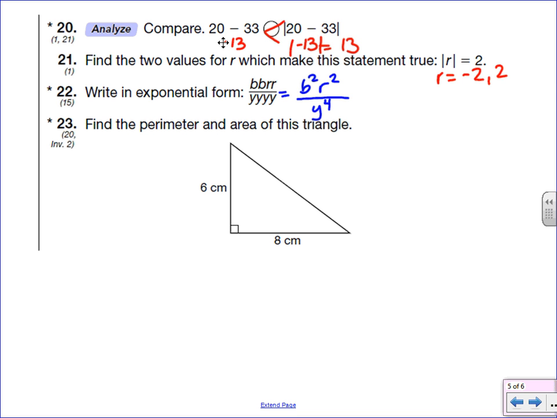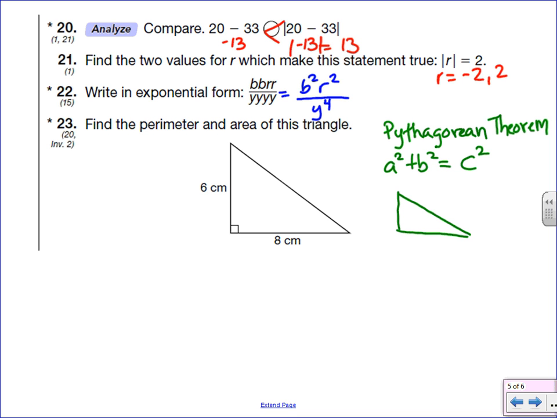Find the perimeter and area of this triangle. Well, one thing that you need to know to be able to do this one is something called the Pythagorean theorem. And it might sound familiar. The Pythagorean theorem says a squared plus b squared equals c squared. And it works for right triangles where a and b are the two shorter sides of a triangle and c is the hypotenuse of the triangle.